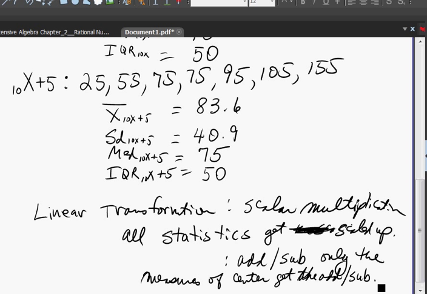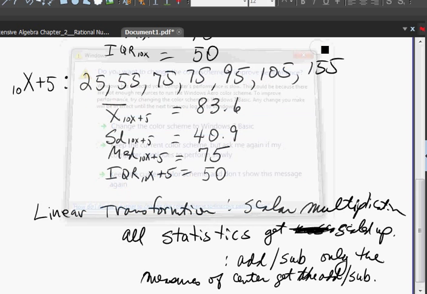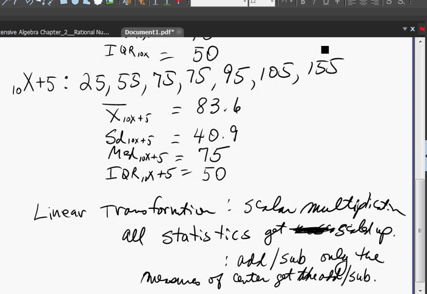Why does it work out that way? Well, if I just add a little bit to my data, I don't spread it out. I just move it over. If I just subtract something from each number in my data, I just move it over. It's not more spread out or less spread out.